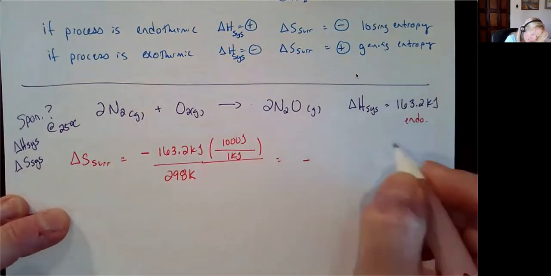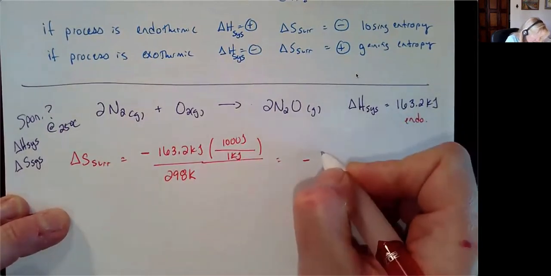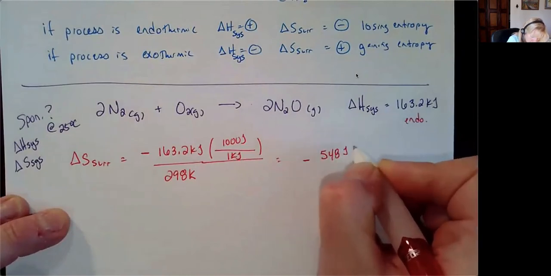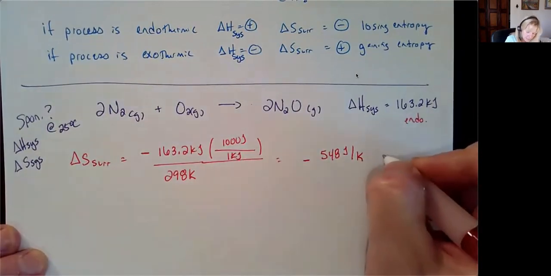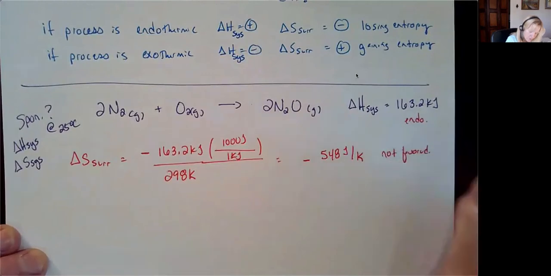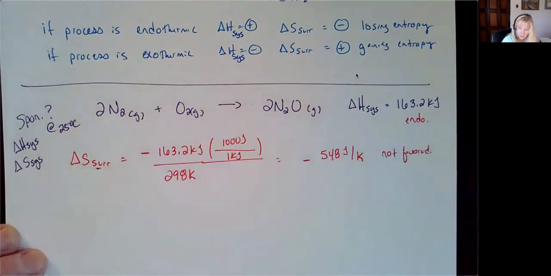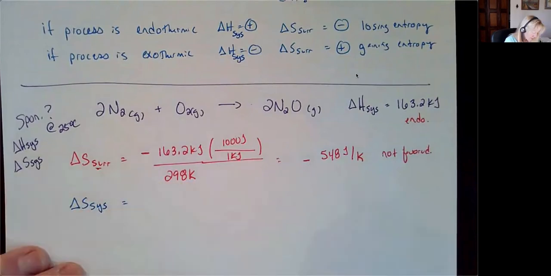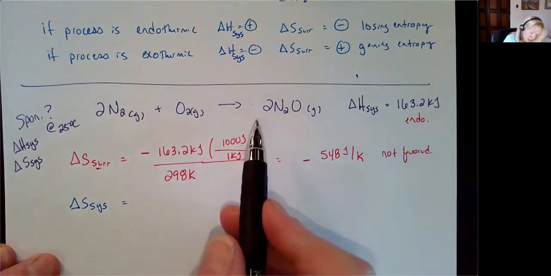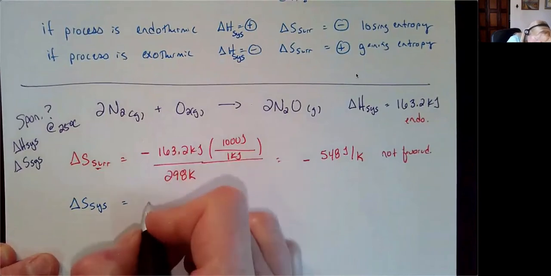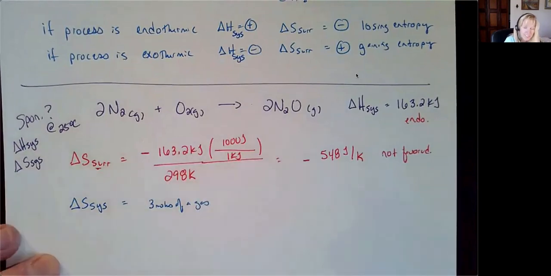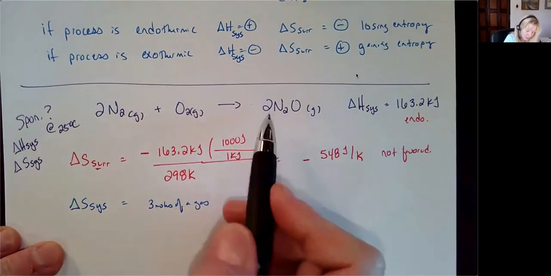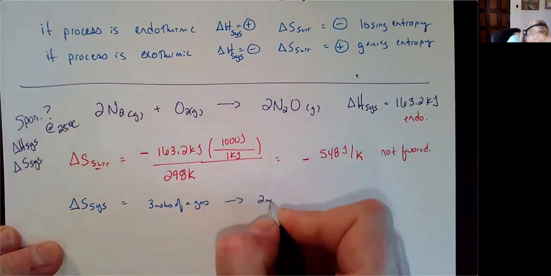It's going to be negative, which I would expect because this is positive, of 548 joules per Kelvin. So this is not favored from the surroundings. So what I don't know is, is it going to be favored from the system? So the system, if I look up here, what I see is I have 3 moles of a gas. I probably don't even need to do any calculations. I'm going to 2 moles of a gas.